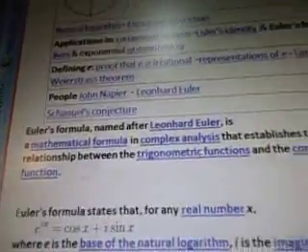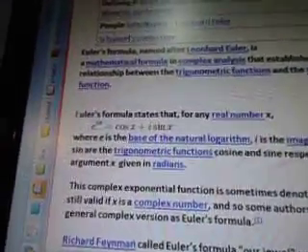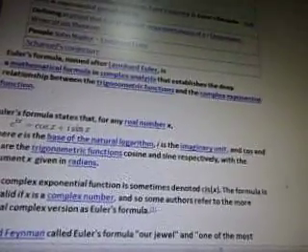Euler's formula, named after Leonhard Euler, is a mathematical formula in complex analysis that establishes the deep relationship between the trigonometric functions and the complex exponential function. Euler's formula states that for any real number x, e to the power of ix equals cos x plus i sin x, where e is the base of the natural logarithm, i is the imaginary unit, and cos and sin are the trigonometric functions, cosine and sine respectively, with the argument x given in radians. That's all Greek to me. I don't know what it means.